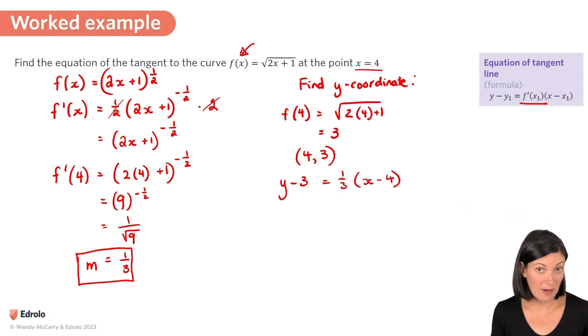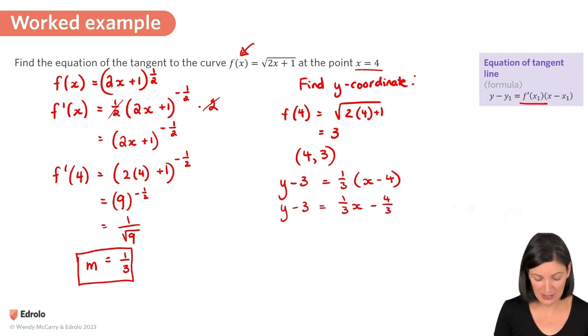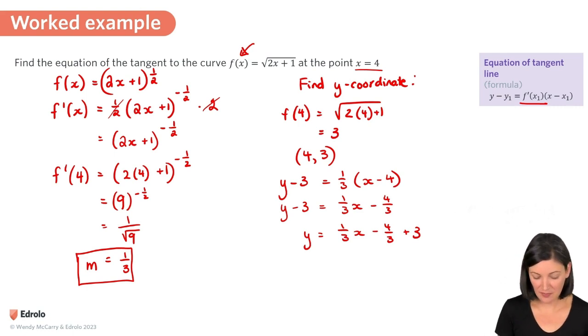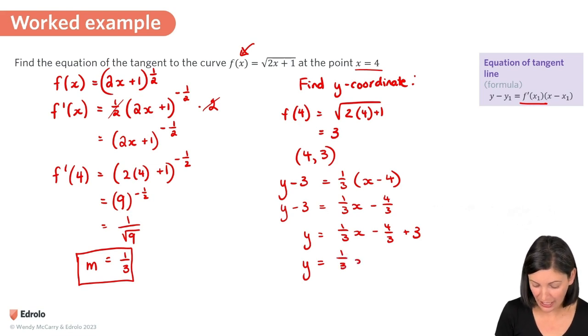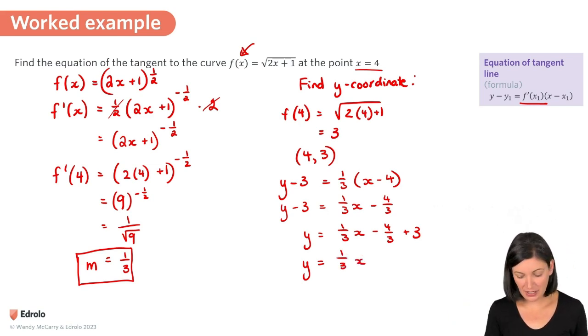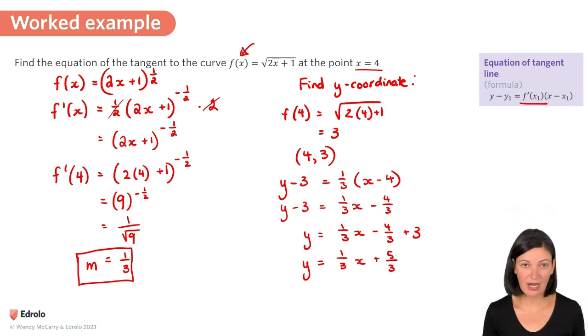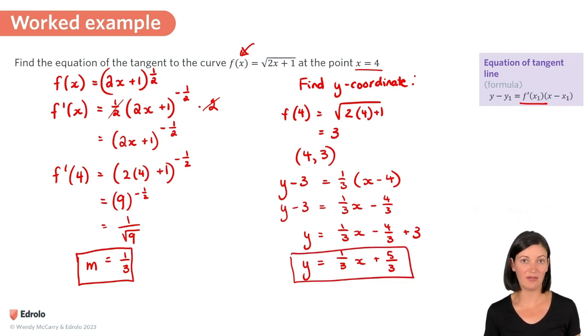Okay, so I'm first going to expand that bracket there. y minus 3 is equal to 1/3 x minus 4/3. And then I'm going to add 3 to both sides. y equals 1/3 x minus 4/3 plus 3. Okay, adding those two constants together, minus 4/3 plus 9 over 3 would give us 5/3 there. Okay, and so often you're asked to answer in terms of y equals mx plus c. So there's our final equation of the line.